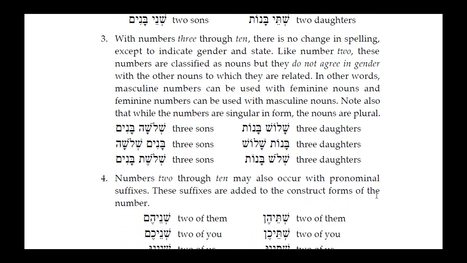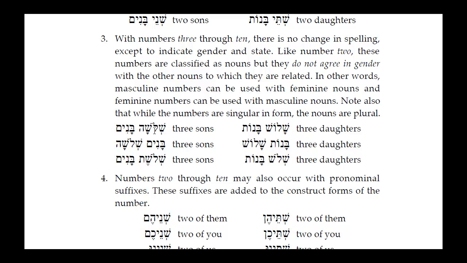Now with numbers 3 through 10, there's no change in spelling except to indicate gender and state. Like number 2, these numbers are classified as nouns, but they do not agree in gender with the other nouns to which they are related. So in other words, masculine numbers can be used with feminine nouns, and feminine numbers can be used with masculine nouns. We need to also note that while the numbers are singular in form, the nouns are plural.